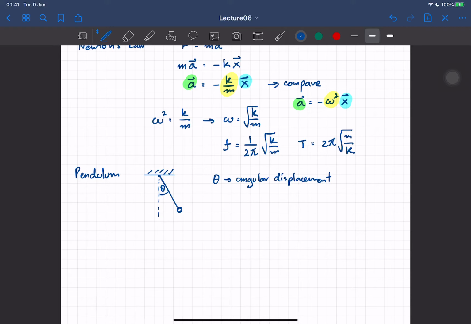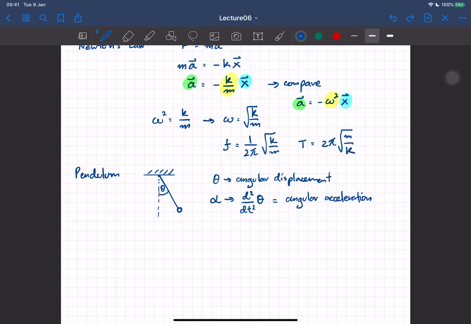And what we want is alpha, which is angular acceleration. In terms of calculus, that's just the second derivative with respect to time of the angle theta here. And that's equal to what we call the angular acceleration. Last semester, hopefully you have seen this. That's what we call alpha.